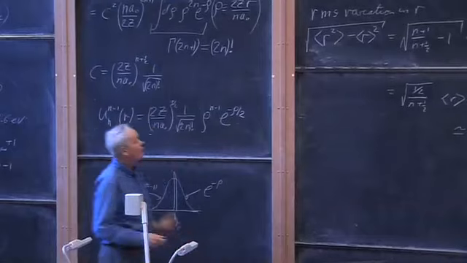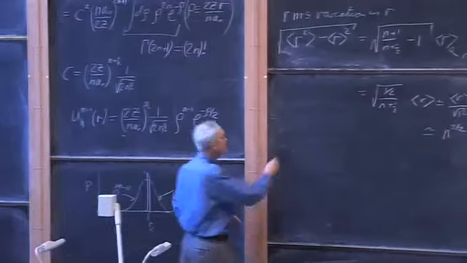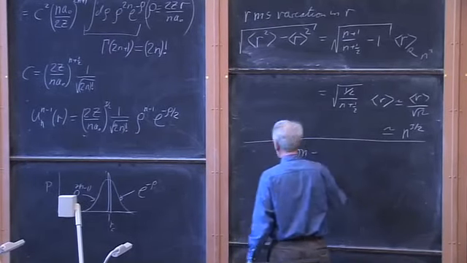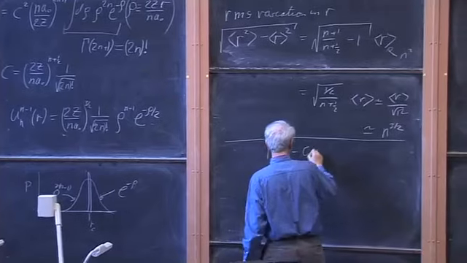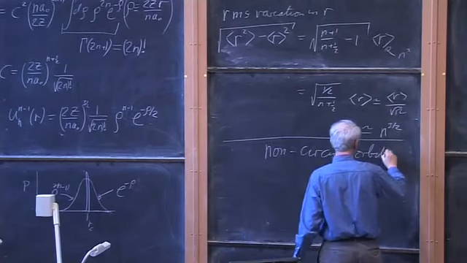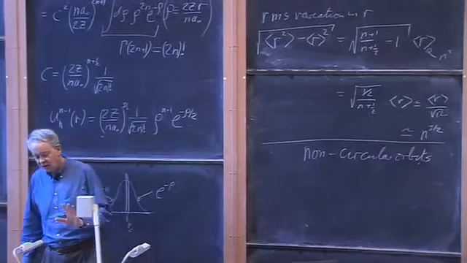Okay, so those are the wave functions for the essentially circular orbits. What about the non-circular orbits? As we see, they're not very circular, but that's the best we can do. So how do we expect to get these wave functions for non-circular orbits?